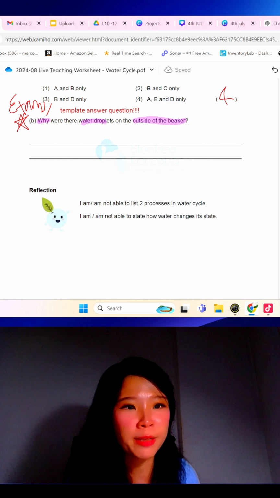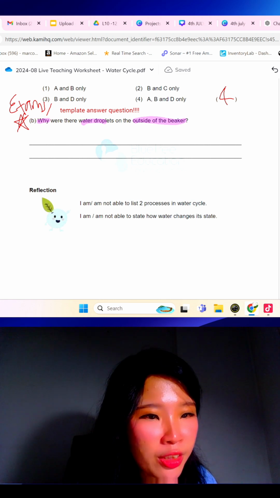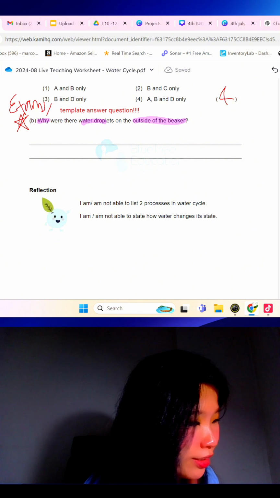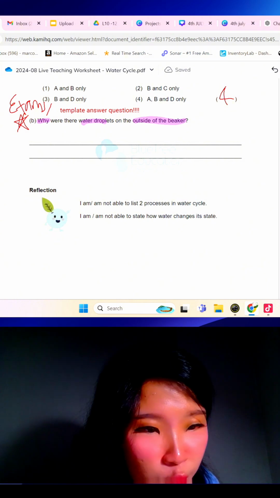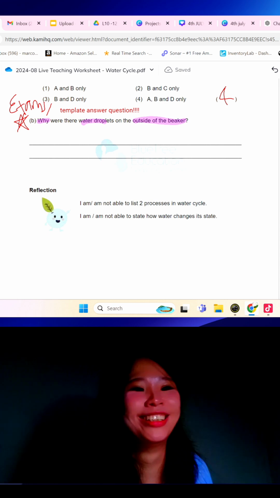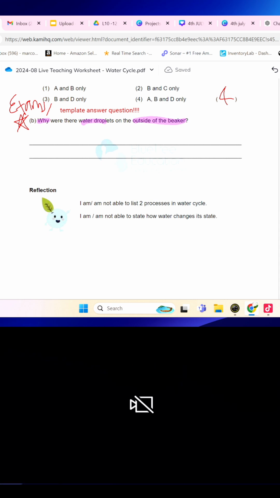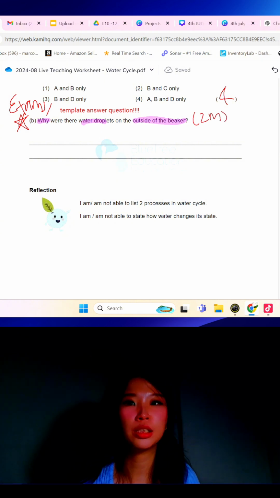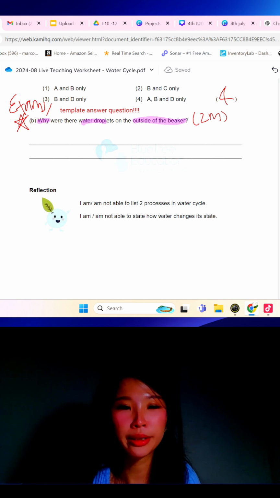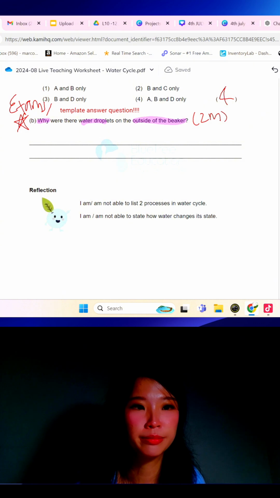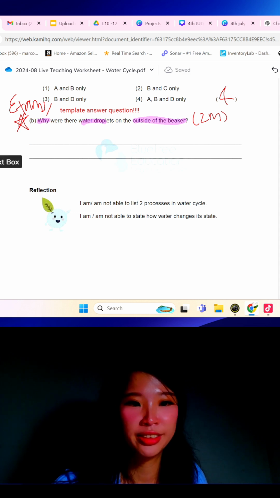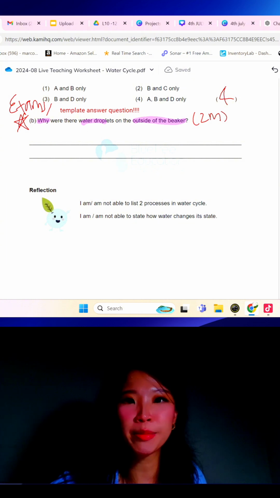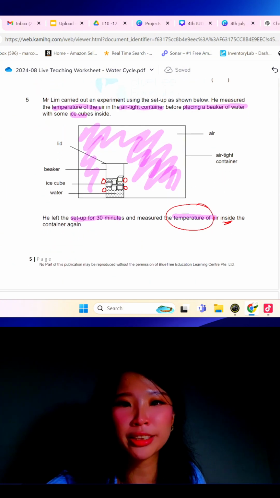I always tell my students to keep writing out. Water vapor touches the cooler surface, loses heat and condenses into what? Condensation. You cannot write one word because this is an OEQ. Usually this is a 2-mark question. Water droplets, how? Why? You must explain. Water vapor. Condensation, you know you cannot just write that. I just said. Can you see the diagram again, please? Can. See my condensation, water droplet.